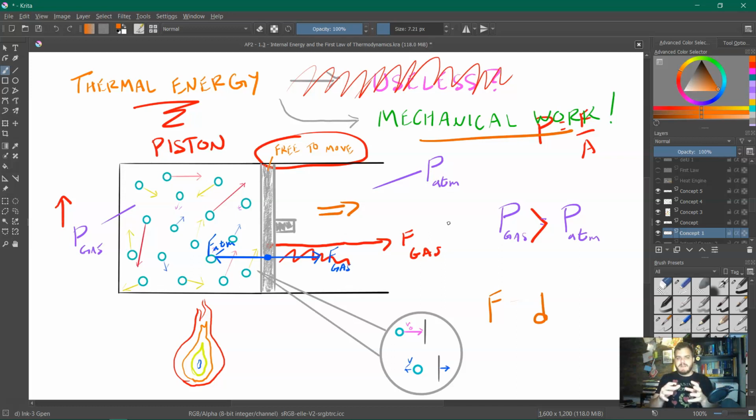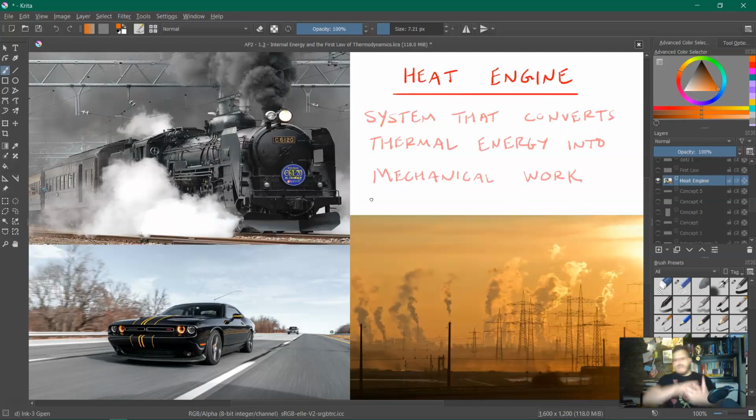This is telling us that if we heat up this gas and allow the piston to expand, we are actually turning thermal energy from the gas into useful mechanical work. Energy that can be used to turn gears and pulleys and rotate objects and turn turbines, etc. And this underlying concept is something that we call a heat engine. A heat engine is a system that converts thermal energy into mechanical work. And we are surrounded by these.